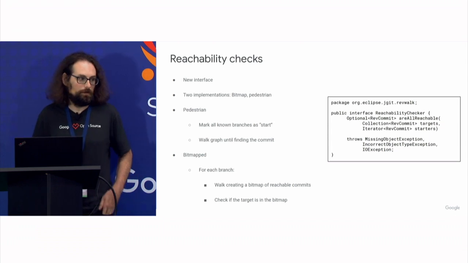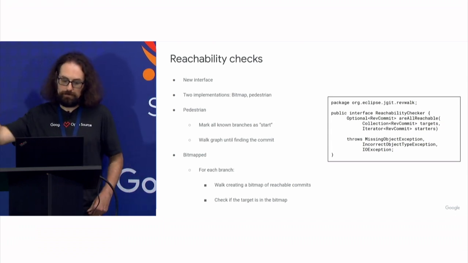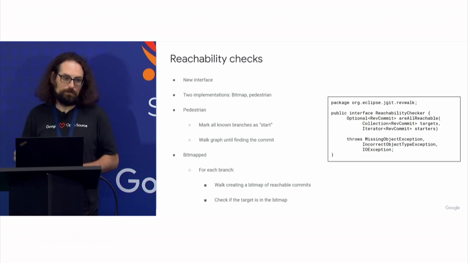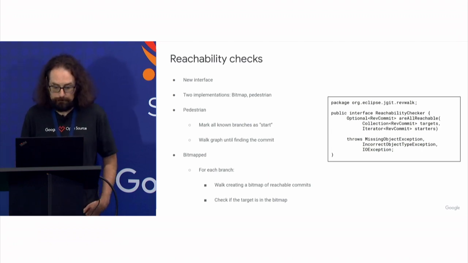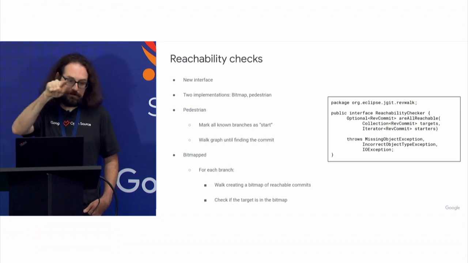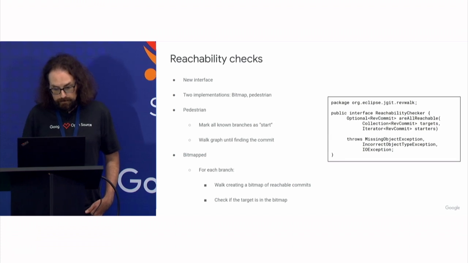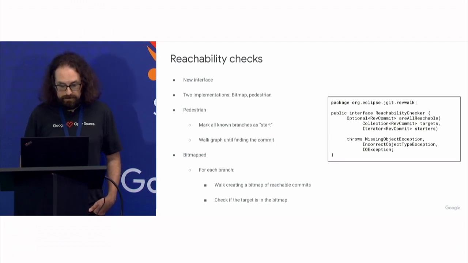In the pedestrian walk, basically you take the graph, mark all the visible references as starting points, and then you start walking until you find the object that you are looking for. Of course, again, 1.8 million operations saying start here can take a considerable amount of time, only setting that up, and then you still need to walk until the object. So then we also did the bitmapped implementation.